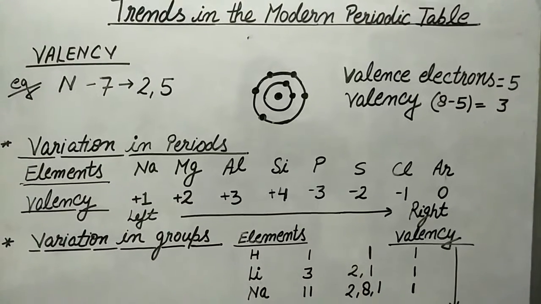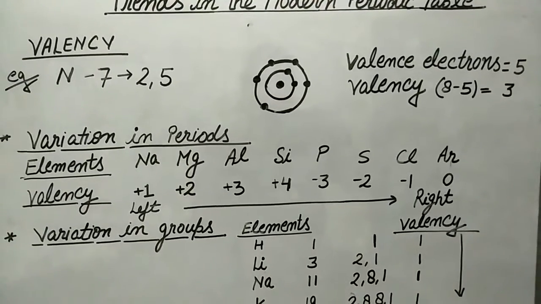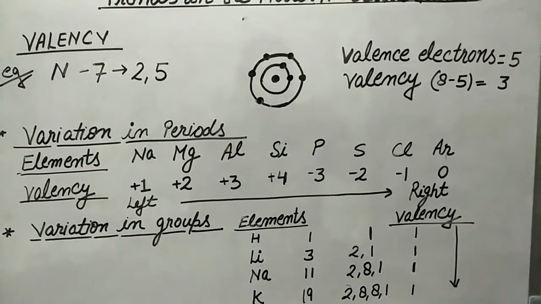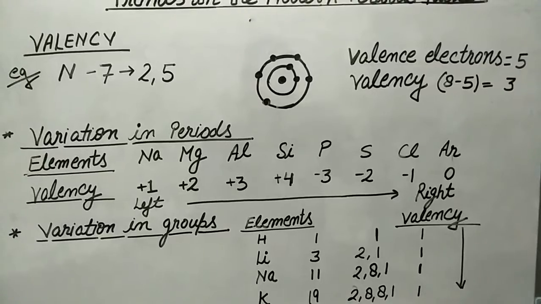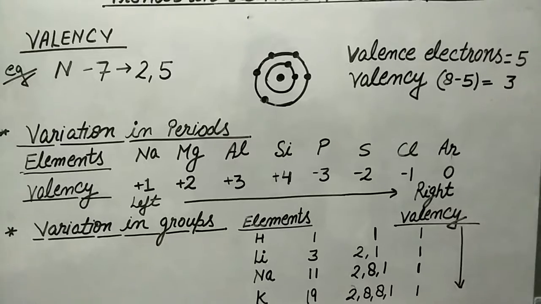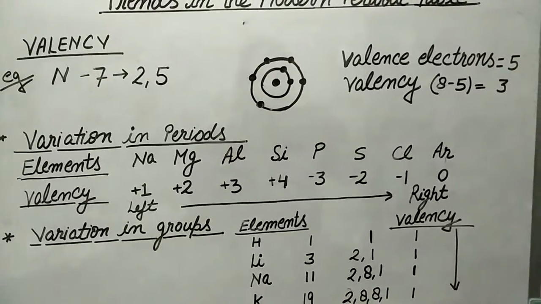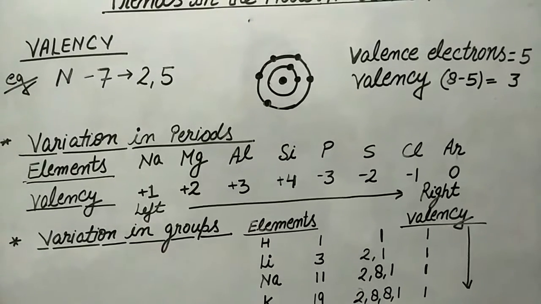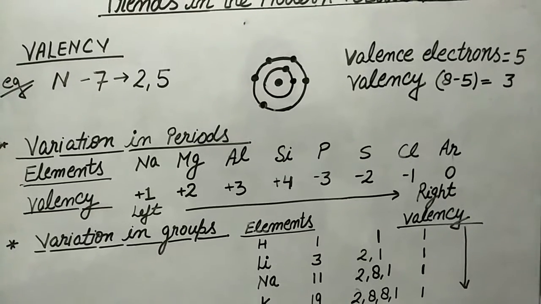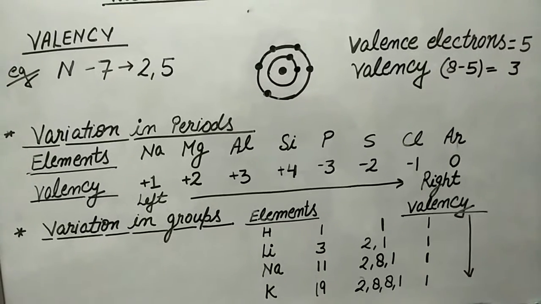So first of all we discuss valency, which you know very well from your previous class. We will revise it by taking an example of nitrogen. Nitrogen's atomic number is 7 and its electronic configuration is 2, 5. In the picture of the atom, in the first shell 2 electrons come and in the second shell 5 electrons come. So the outermost electrons present in the shell are 5. So the valence electrons are 5. Valence electrons are the electrons present in the outermost shell.